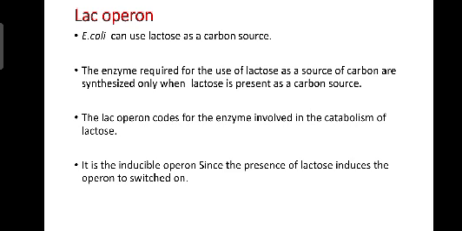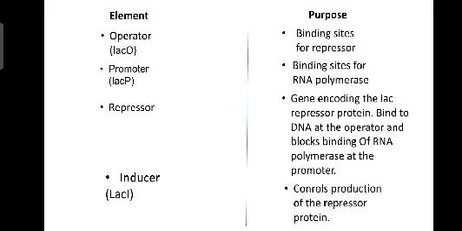Now lac operon. E. coli can use lactose as a carbon source. Lactose, as we know, is a disaccharide made up of glucose and galactose. The lac operon codes for the enzymes involved in the catabolism of lactose. It is an inducible operon since the presence of lactose induces the operon to switch on. Now, what are the elements and their purpose in the lac operon?